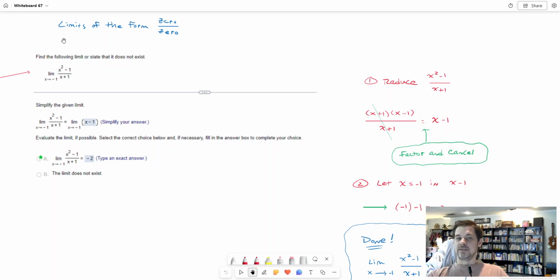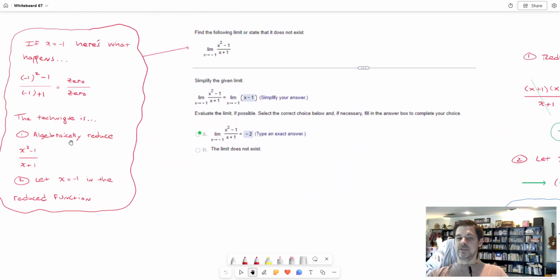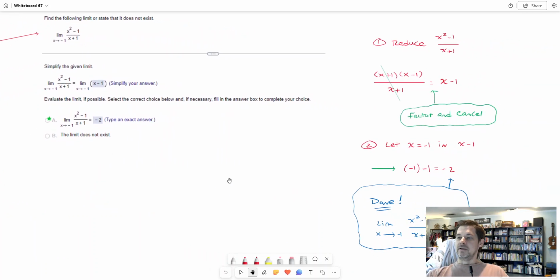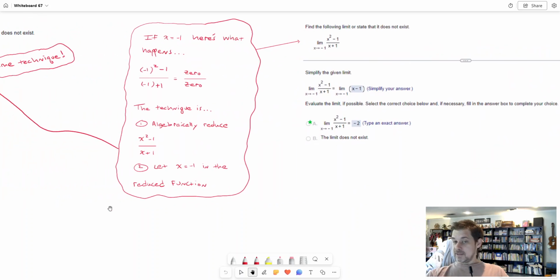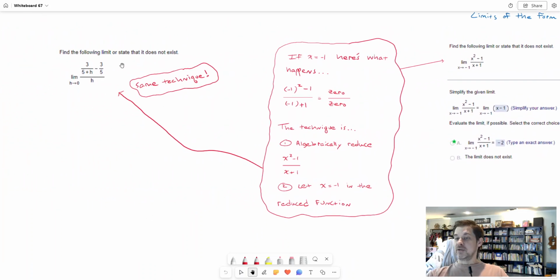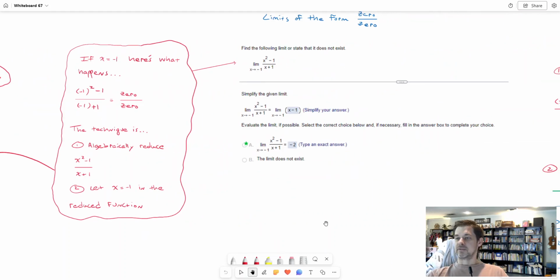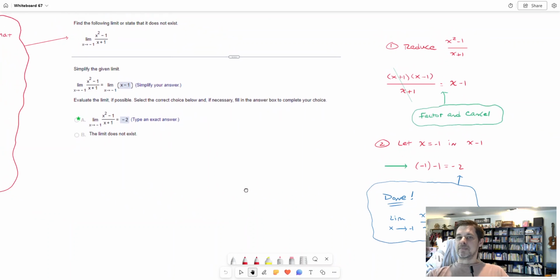Look at it like this. You look at the limit, you notice that it's of the form 0 over 0. From there, you know the technique is to reduce the function that you're given, and then let x be whatever that limiting value is. That's the same technique that I would use for this one, except the algebraically reducing step is a little more complicated. It's more involved, but we can look at it in other videos. So that's how you do this one.